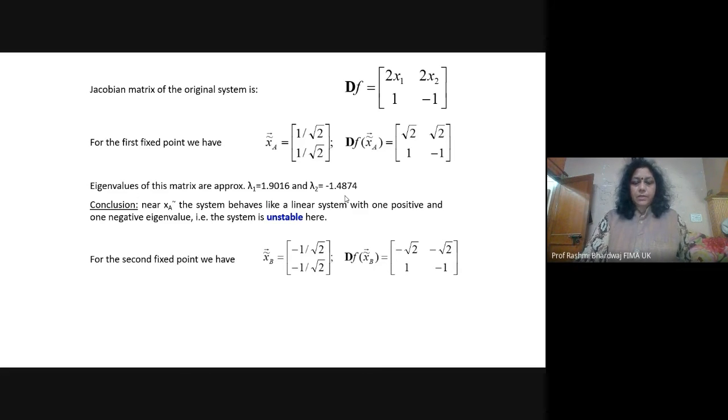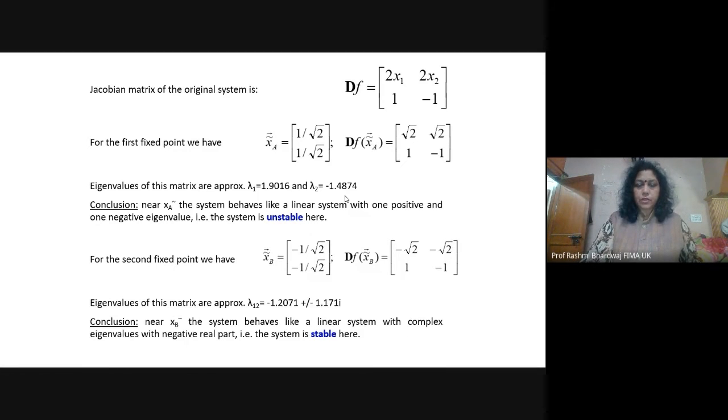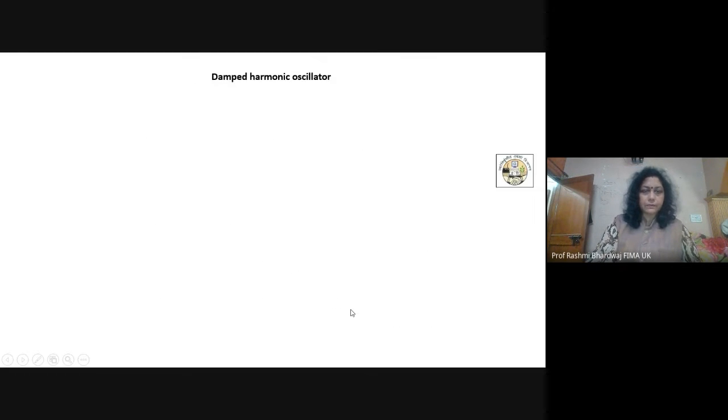Now for the second point, it is (minus 1 by root 2, minus 1 by root 2). You got this matrix. And when you are solving, you are getting a real part plus minus an imaginary part iota. So you are getting a complex eigenvalue with negative real part. So the system is stable. Because if you have a positive real part, then it is an unstable system.